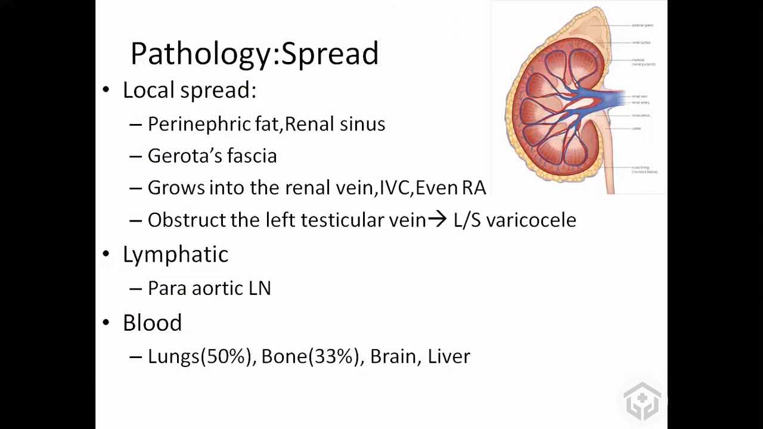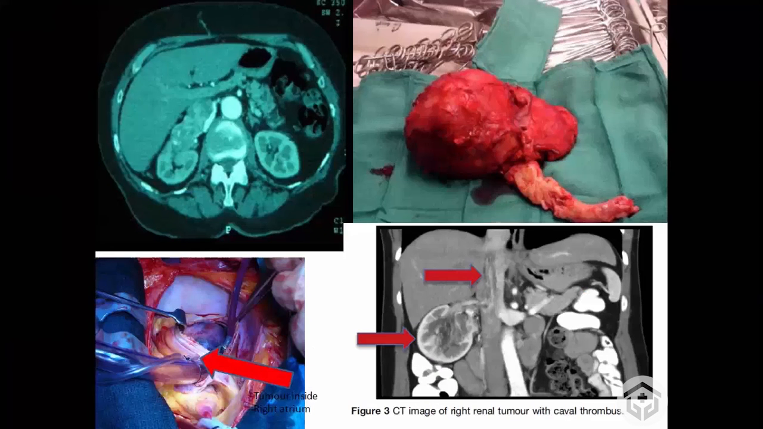How they spread: locally, they can go to the adjacent organs. Then they can go to the lymph nodes. But quite commonly, the lungs, 50% of the time, and they can go to the bone. And this is a notorious tumor that grows into the renal vein and into the IVC, and it can go to the right atrium.